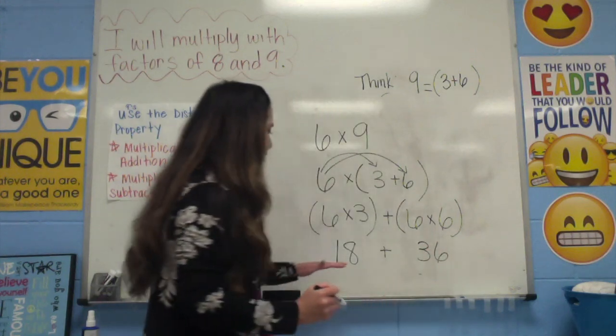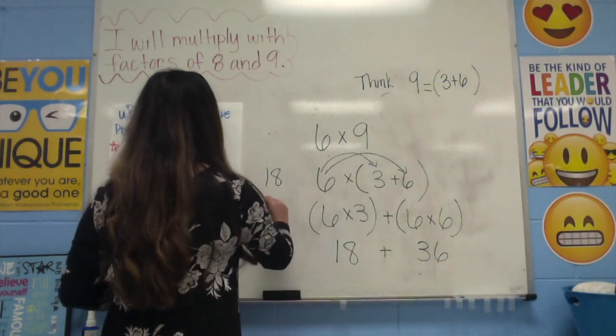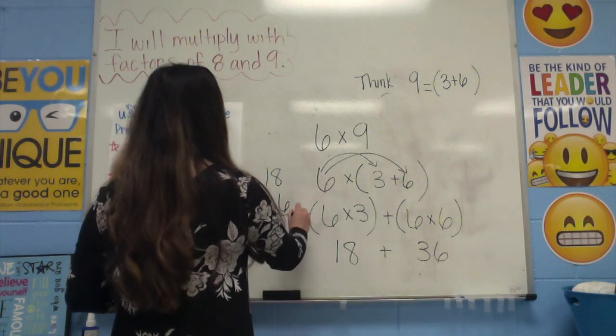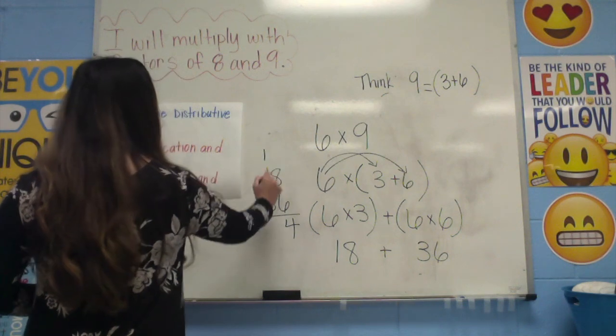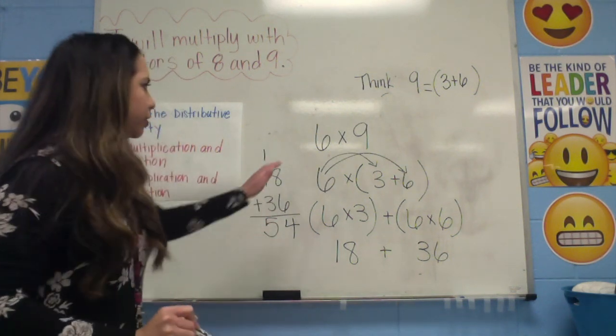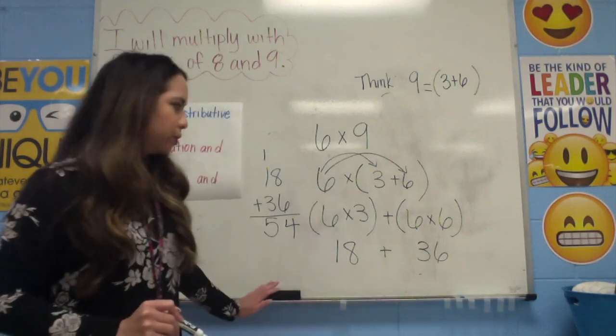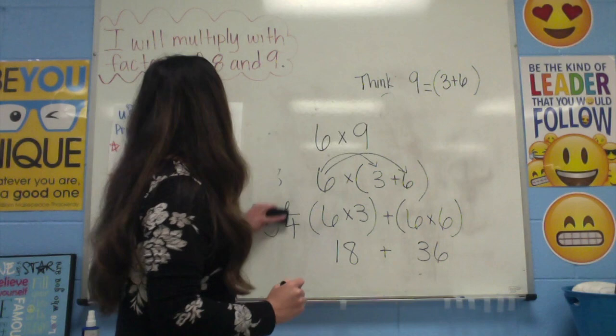Now all I have to do is add these two products. 18 plus 36. Okay, 8 plus 6 is 14. Regroup. 3, 4, 5 tens. 54. So 6 times 9 equals 54. And that's how you use the distributive property when we're adding.